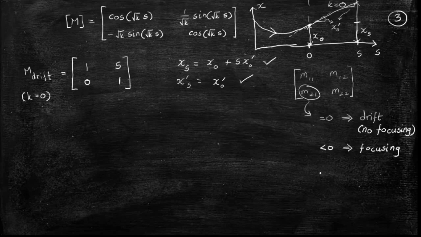Yes, does the logic make sense? Yes sir. Similarly, when this term is greater than 0, it will indicate defocusing behavior. What does it mean when this term is greater than 0? It means the final slope is even greater than the initial slope. So basically, if you have 0 drift, then you get 0 focusing, you get this.